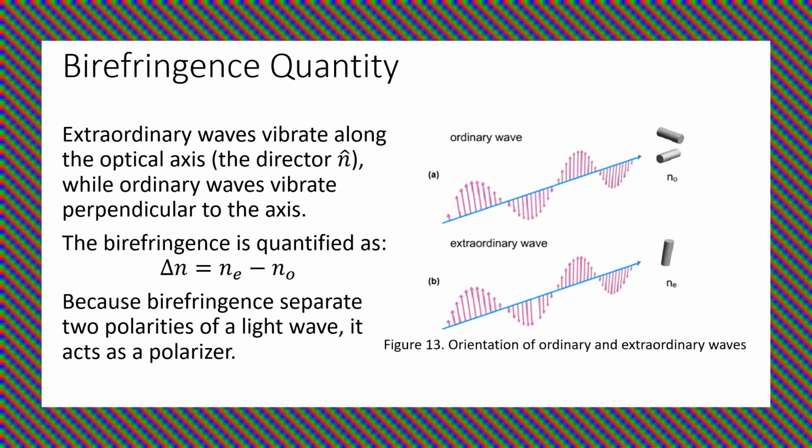Because there are two different waves, this actually makes liquid crystal act as a polarizer, as it separates the ordinary waves, which vibrate at one orientation, and extraordinary waves, which vibrate on the other orientation.